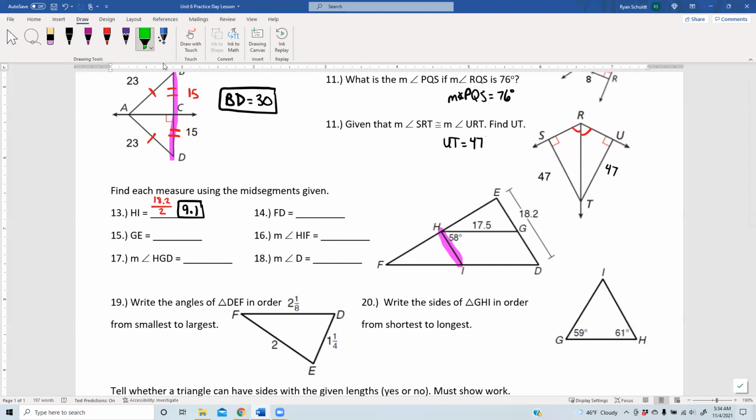Now it asks us about FD. The one that's parallel to it is 17.5. That's our small one. The small wall is 17.5. How do I get the large side? I multiply by 2. 2 times 17.5. When I do that, that gets us 35.